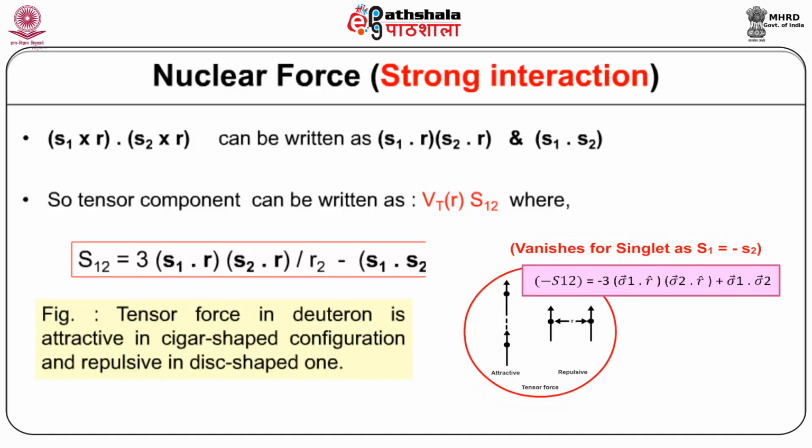There are two possibilities in deuteron in which the two spins, that is the spin of the proton and the spin of the neutron, can be: one is called cigar-shaped, another one is called disc-shaped. In the cigar shape, the two spins are parallel but one over another, so the tensor force is attractive. But when the arrangement is like a disc, that is, when they are parallel and separated by some distance, then this tensor force is repulsive in nature.